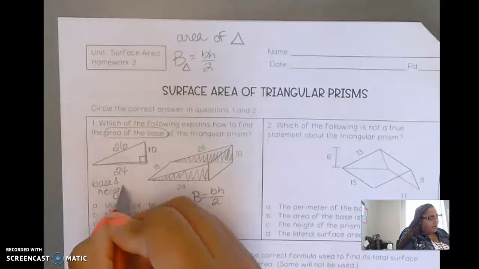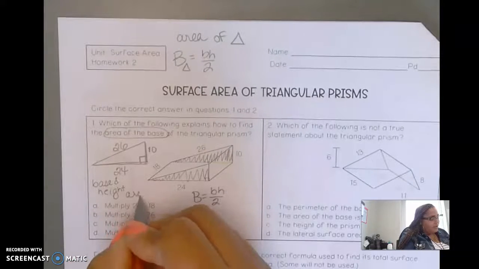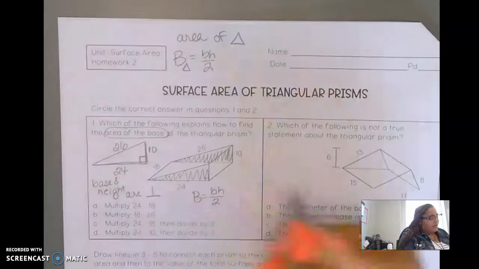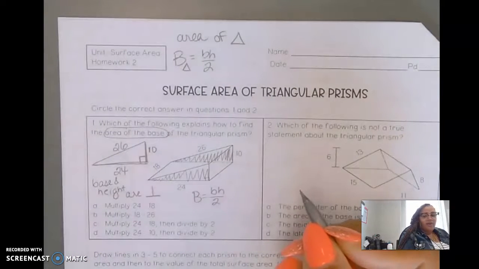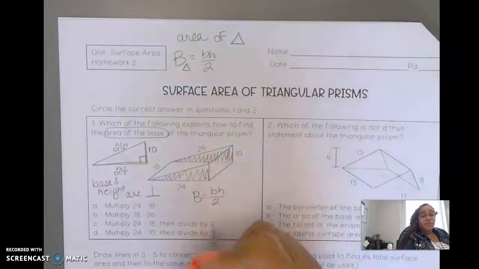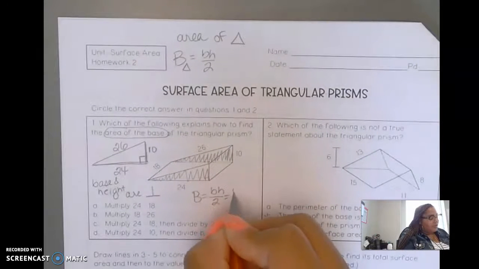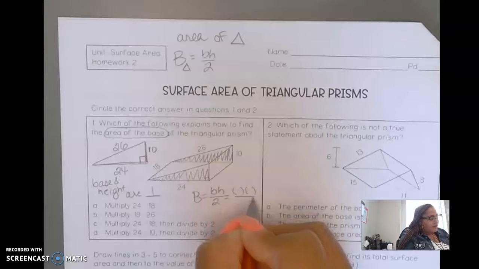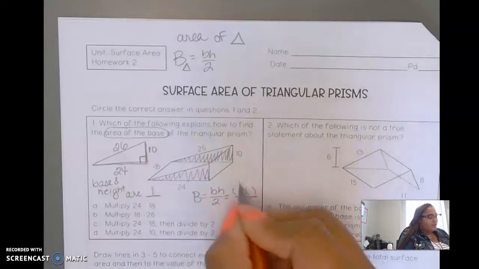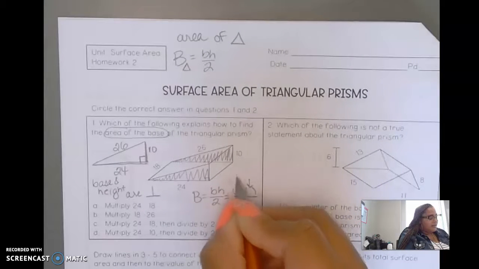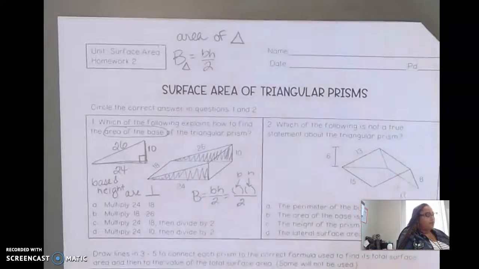Base and height of any polygon are perpendicular. That means they form a right angle. So wherever you see your right angle, you will see your base and your height measurements. I'm going to multiply those two numbers, and then I'm going to divide by 2. You get to put the base here and the height here.